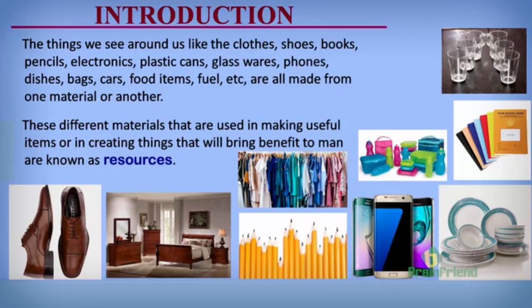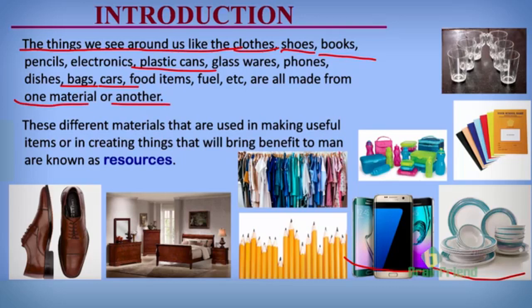Take a look around your environment, the environment where you are right now. What are the things you can see around you? Can you mention some of them? Okay, take a look at yourself. What do you have on you? Your clothes, shoes, or any item to protect your feet? The things we see around us or the things we use in our daily lives, like clothes, shoes, books, pencils, electronics, plastic cans, glasswares, phones, dishes, our bags, cars, food items, fuel, and so on are different items that are made from one material or another.